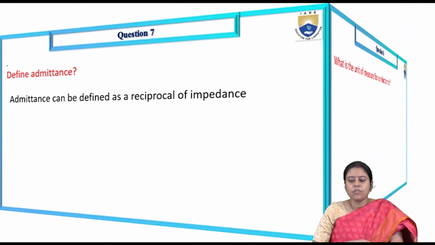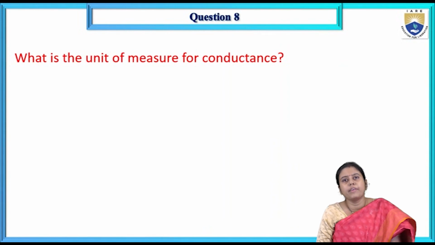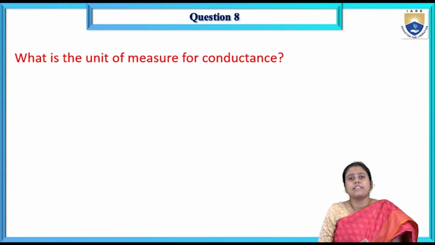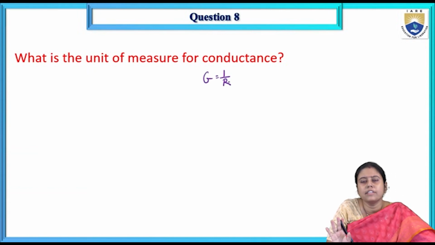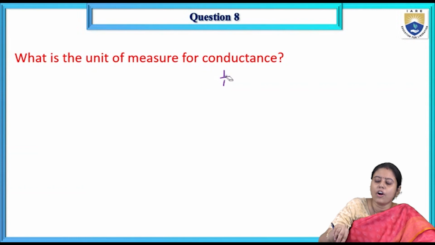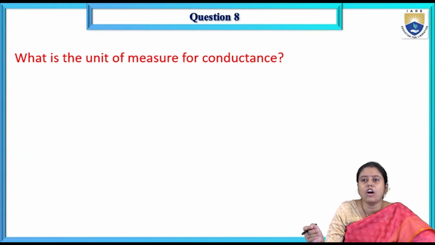Next we are going for the question: what is the unit of measure of conductance? As I told, conductance, by basic definition, is the reciprocal of resistance. So G is equal to 1 by R. The unit is 100% sure, that is mho, or ohm inverse. But what is conductance? Conductance is the property of a material which helps the flow of electrons. Resistance is the property of any material which opposes the flow of electrons. But conductance allows the flow of electrons.